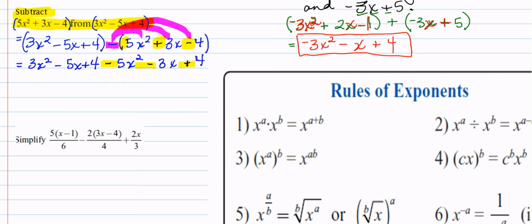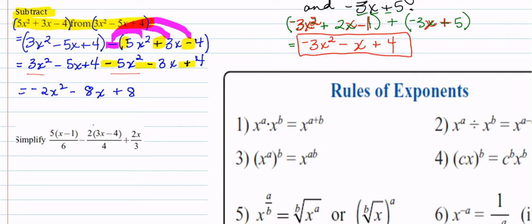We'll combine anything with an x squared on the end of it. In this case, we have the 3x squared and the minus 5x squared, which gives us negative 2x squared. After that we have minus 5x and minus 3x, which gives me negative 8x. And finally we have plus 4 and plus 4, which gives me plus 8. So this one's done.